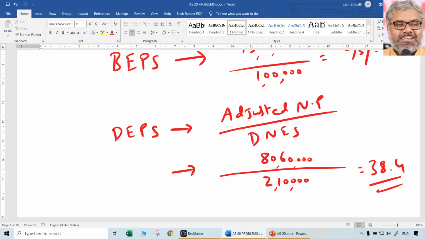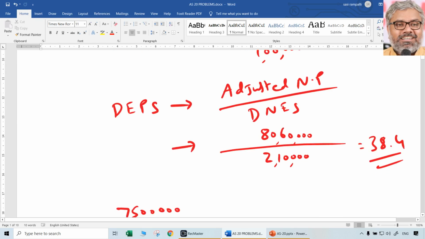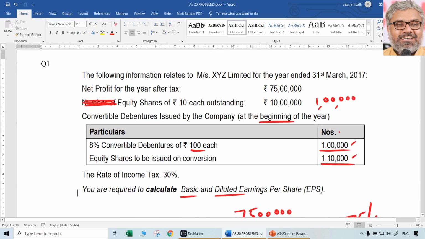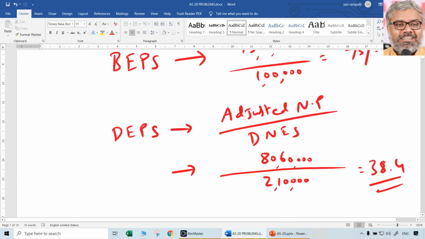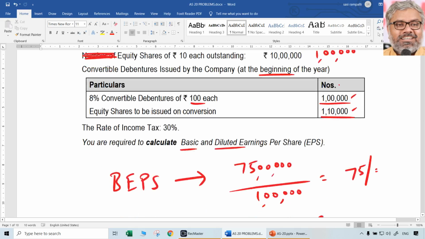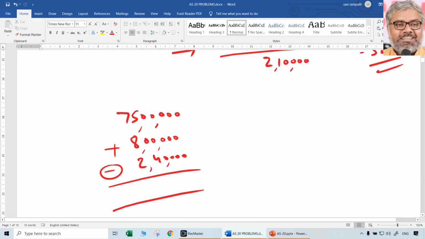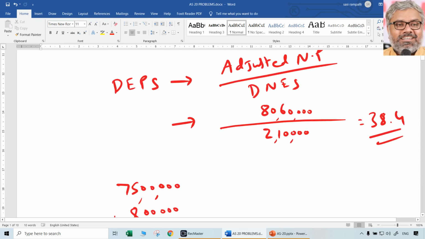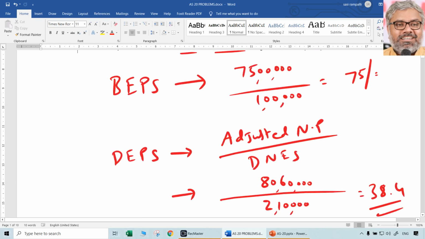That is the diluted EPS, adjusted net profit divided by total number of shares after dilution. Original number of shares we have taken as 1 lakh plus new shares to be issued on conversion 1,10,000. 2,10,000 is denominator for diluted EPS, and 75 lakhs now becomes 80,60,000 because 8 lakhs interest can be saved. 2,40,000 tax saving is now not there, so that will reduce the profits. In other words, interest net of tax will have an impact of 5,60,000 net saving. If it is added to 75 lakhs, it becomes 80,60,000 in the numerator. That makes the diluted EPS as 38.4 per share.